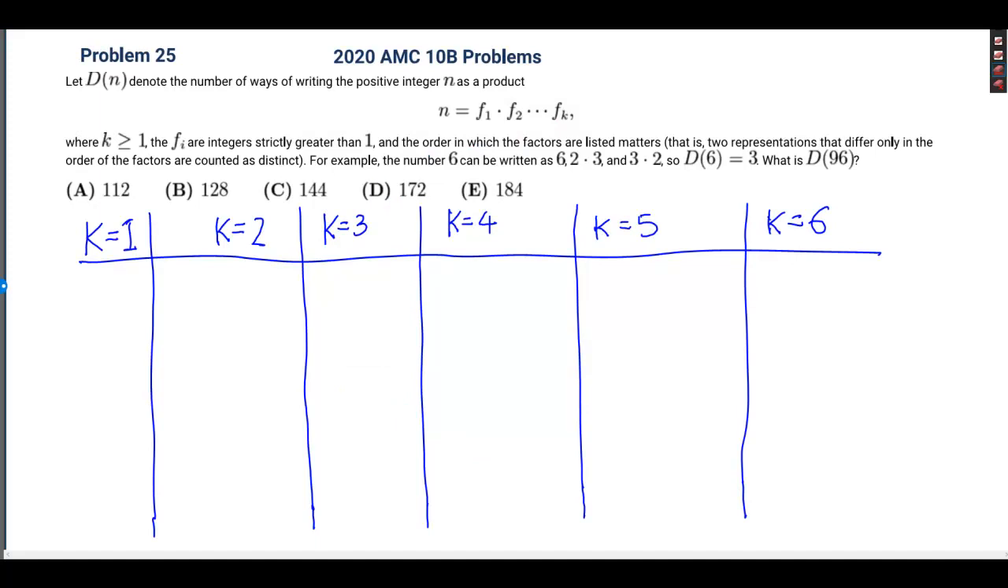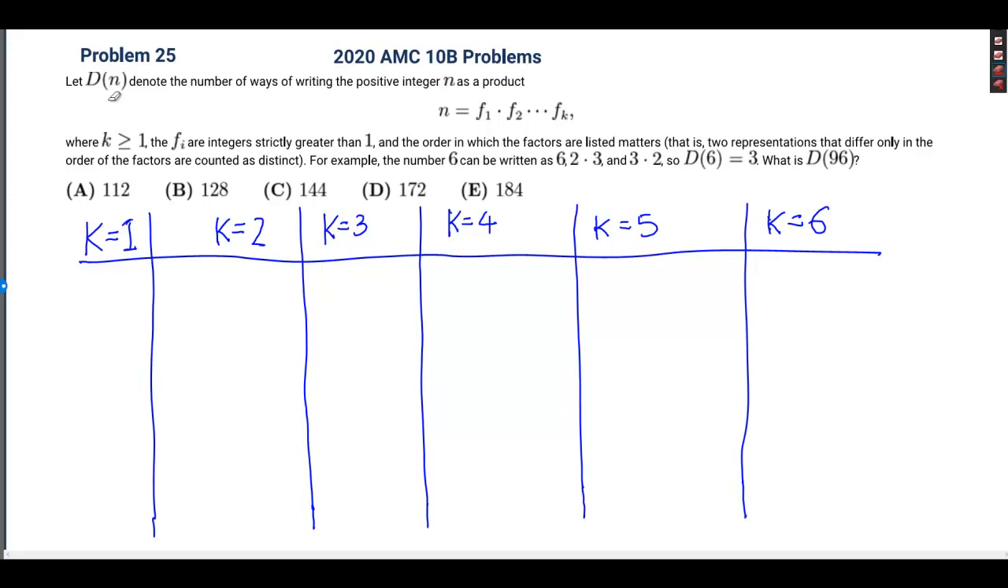Hi, this is 2020 AMC 10B, number 25. Okay, now we're going to try to attack this type of question. This question needs a lot of casework. If we don't use casework, it's so confusing. So to avoid the confusion, I'd better use casework.